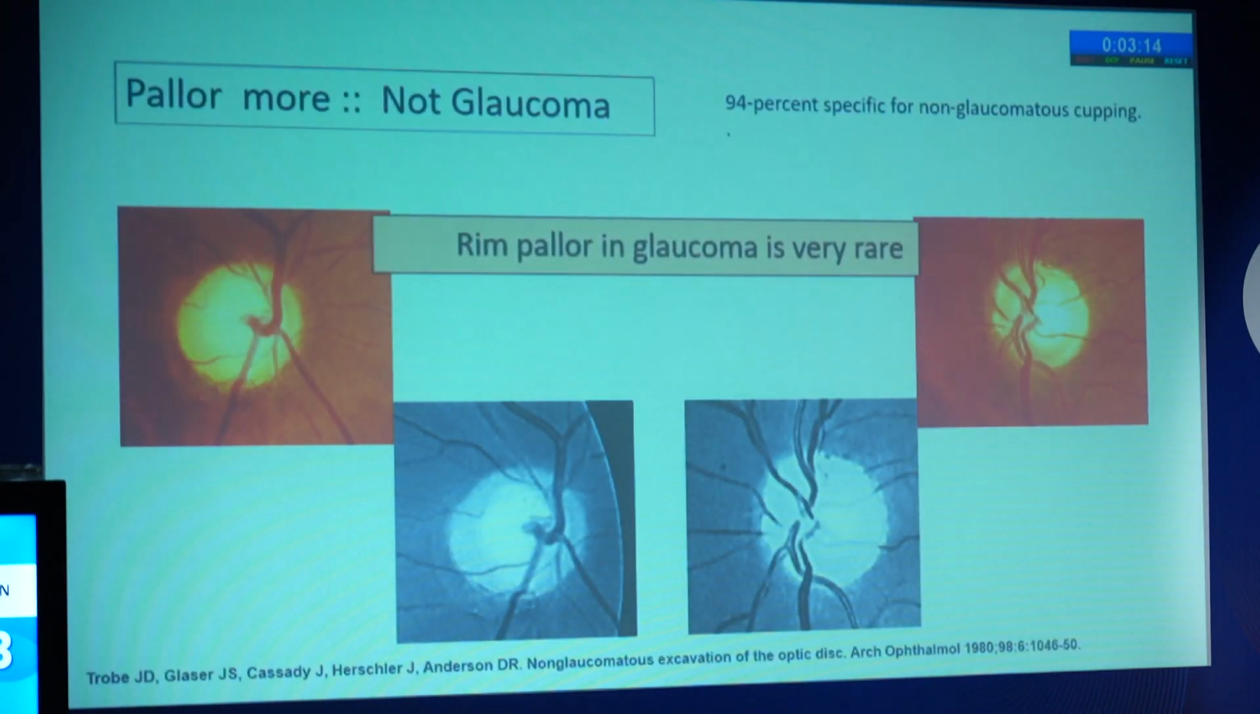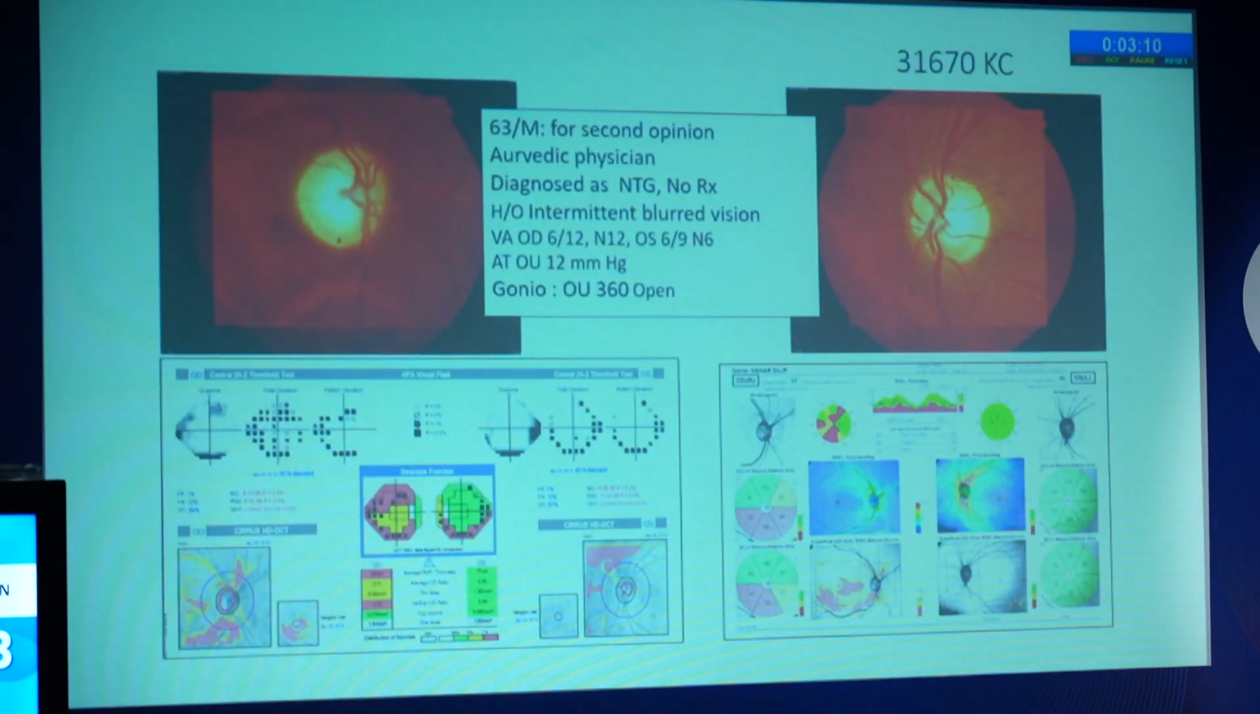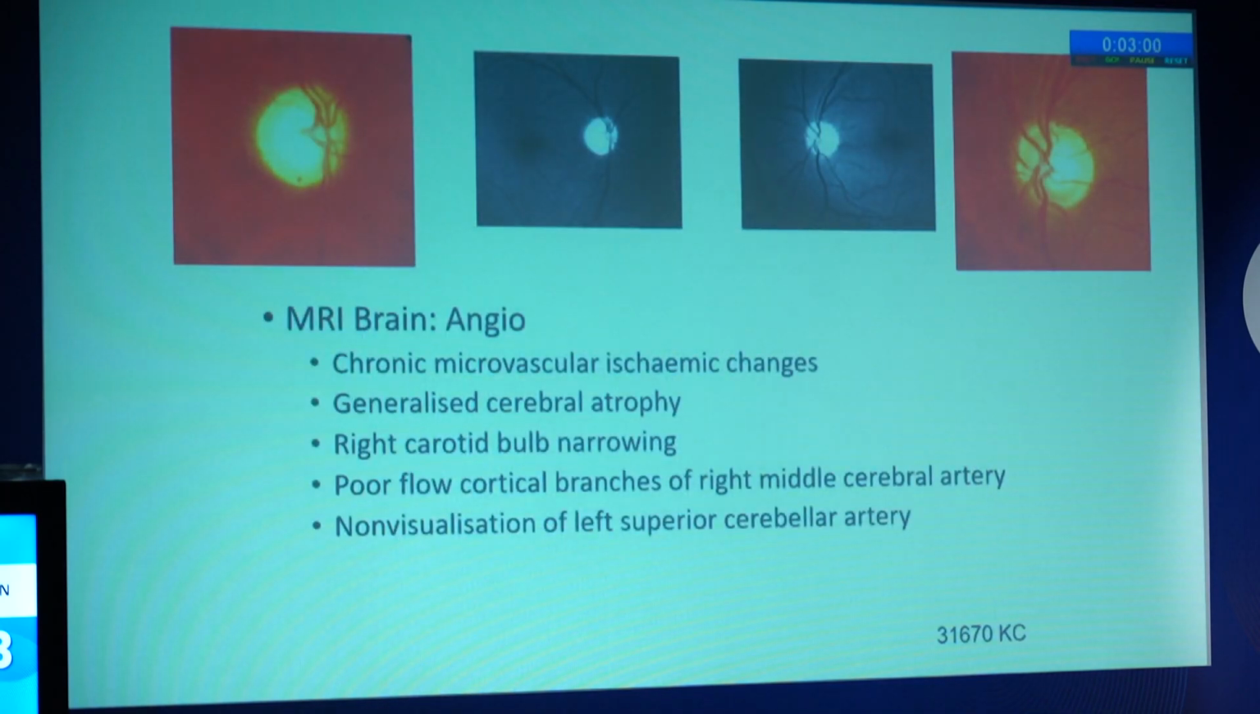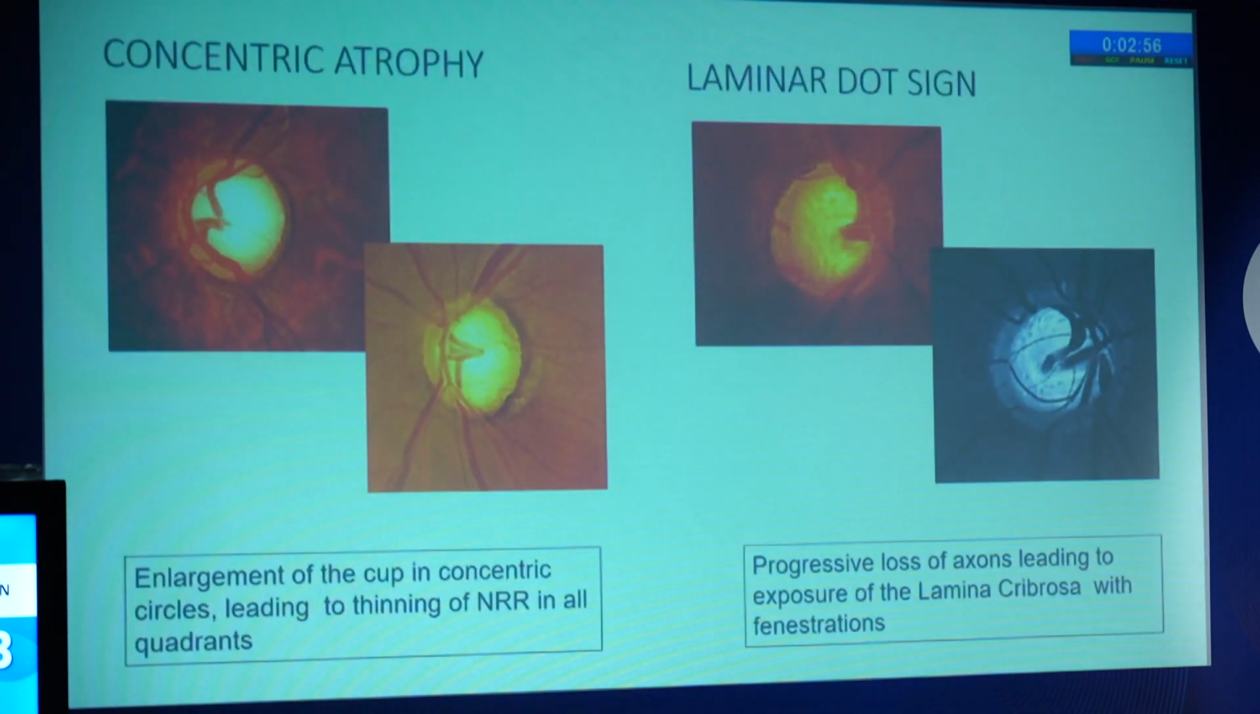So here rim pallor in glaucoma is very rare, and you need to identify and evaluate this disc. This was an Ayurvedic physician who was on glaucoma drugs, and his perimetry and visual field defects were like this. But when an MRI was done, we found different findings, and this is definitely not glaucoma.